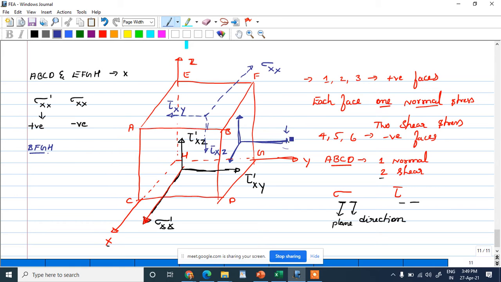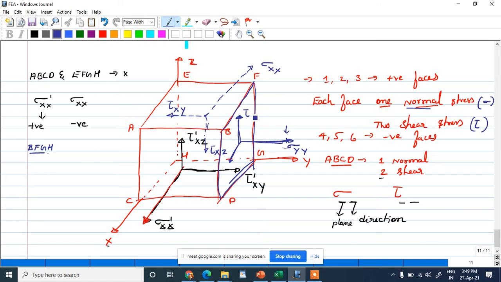So this is a normal. Normal stress will be denoted by sigma. Shear stress tau. Tell me what will be the denotation here. What should I denote here? Sigma YY. Very good. Sigma YY, meaning sigma y represents the y plane, y face, that is BF. So this is the face, that is the y face, and one more represents the direction. Very good.